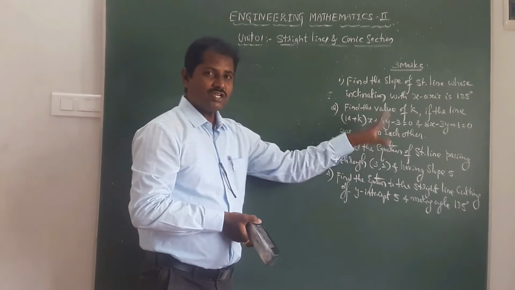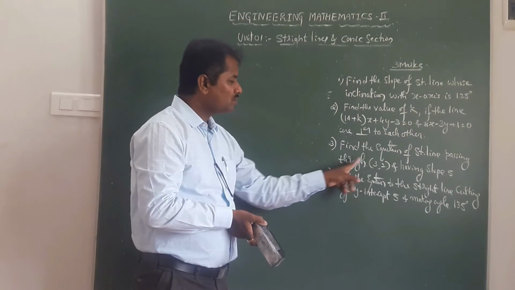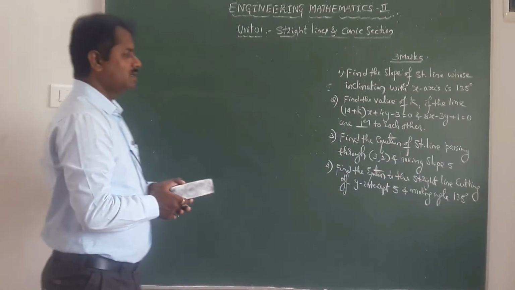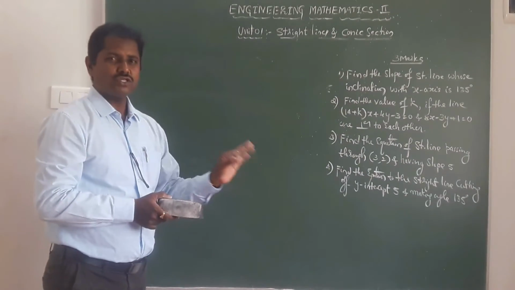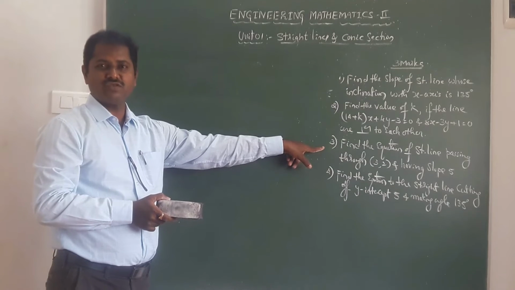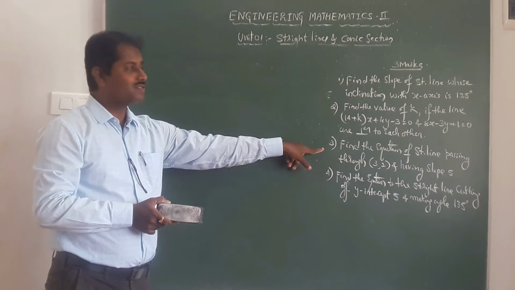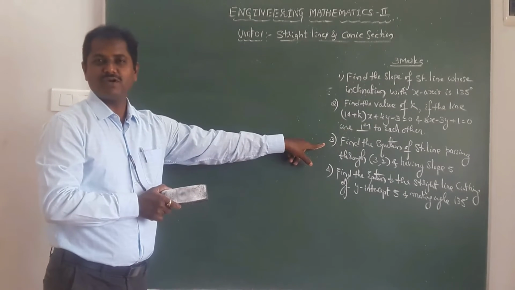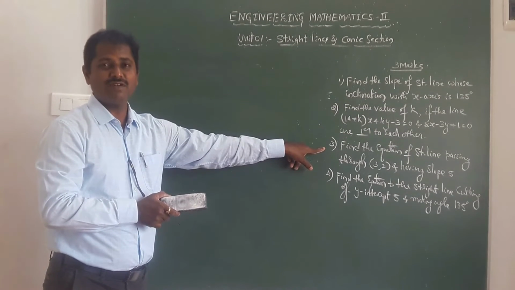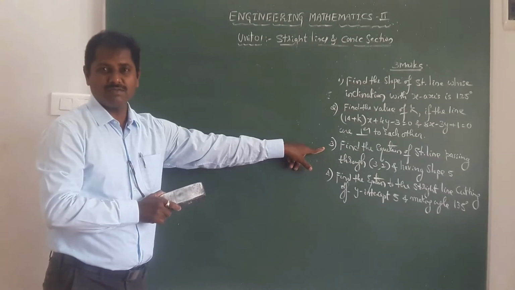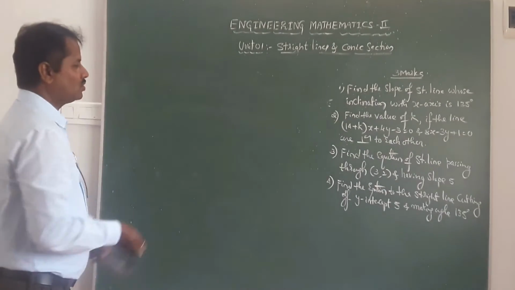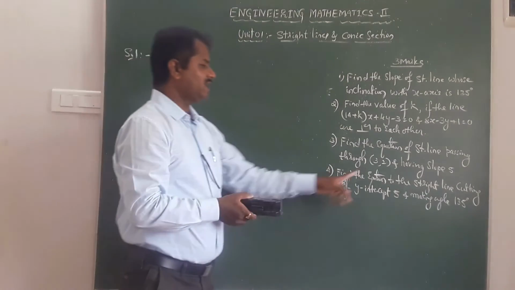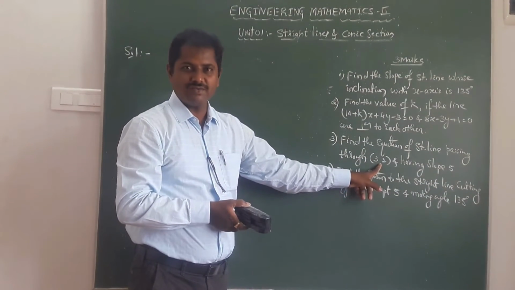Find the equation of the straight line passing through the points (3, 2) and having the slope 5. This is a very important question. It is repeated so many times in your question papers. This is very important for your examination and it will be a very askable question. So how to find the equation of a straight line if the point and the slope are given.